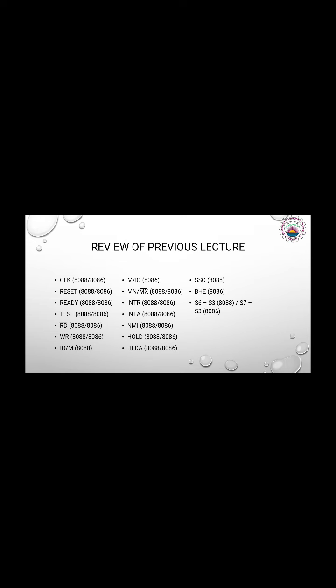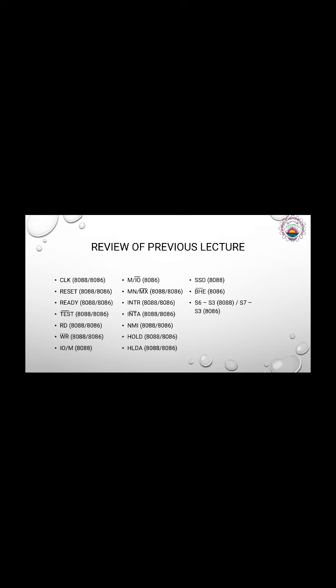Then we discussed the RD bar pin and WR bar pin. RD bar will be enabled whenever microprocessor 8088 and 8086 will be accessing memory or IO for a read operation. And the WR bar pin will be activated whenever the microprocessor has to perform some write operation to memory or IO.